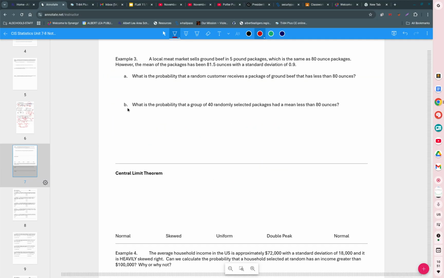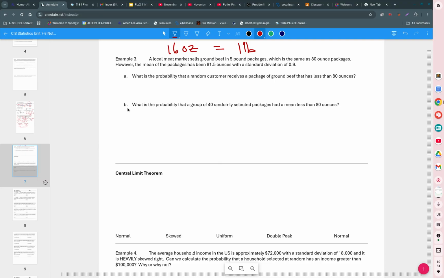Okay, last 2 examples on the back. A local meat market sells ground beef in 5-pound packages, which is the same as 80-ounce packages. Somebody can you tell me how many ounces are in 1 pound? Anybody know? There are 16 ounces in 1 pound. So if I simply take 16 and multiply by 5, I get 80, okay?